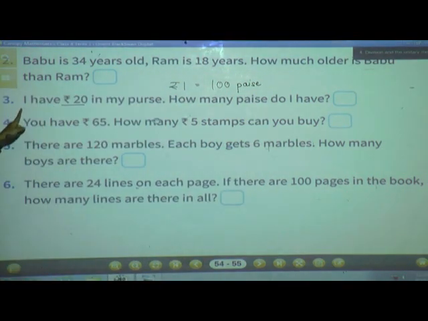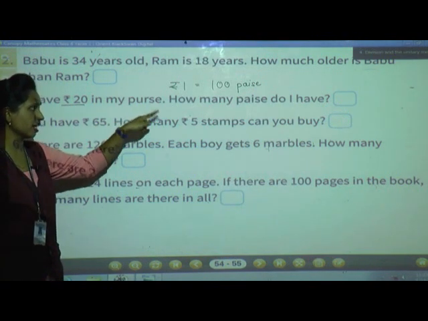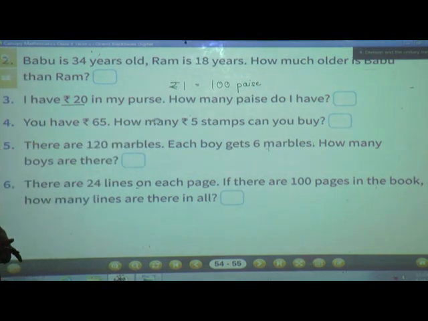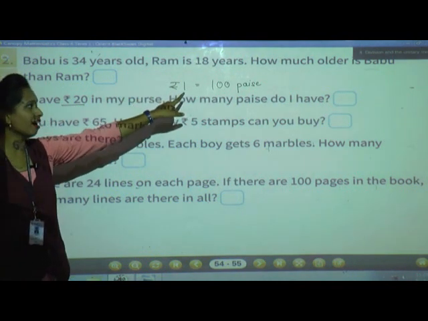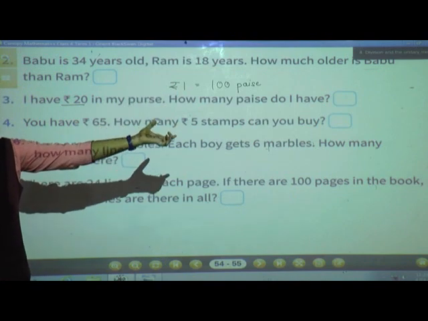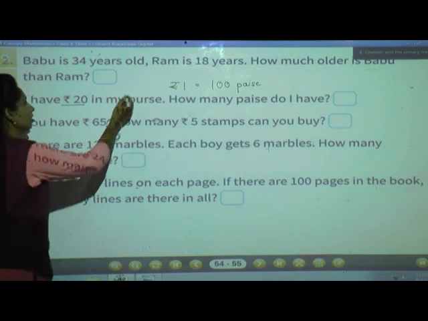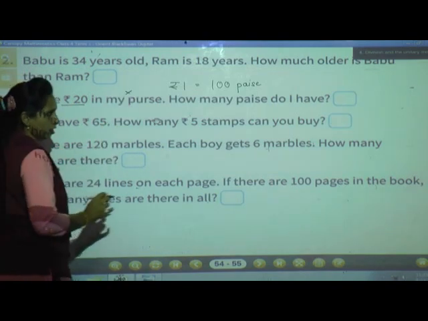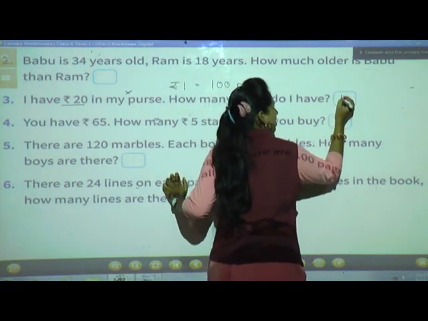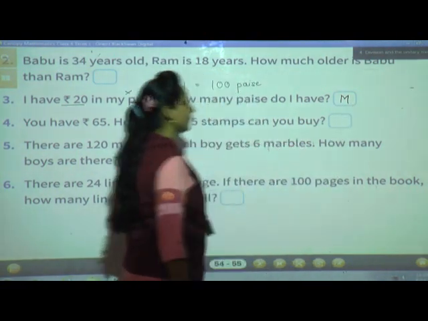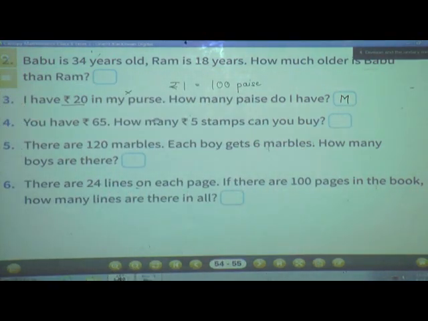Now we have to find out that I have 20 rupees in my purse. How many paisa do I have? So what you will do? 20 multiplied by 100. So you will get exactly how many paisa you have in your purse. So what you have to do here? Multiplication. So write M here. Clear?